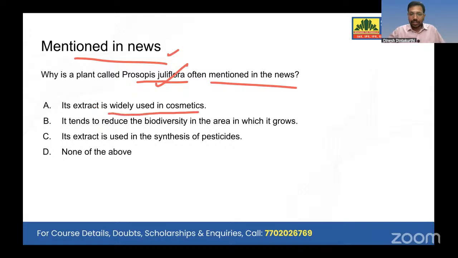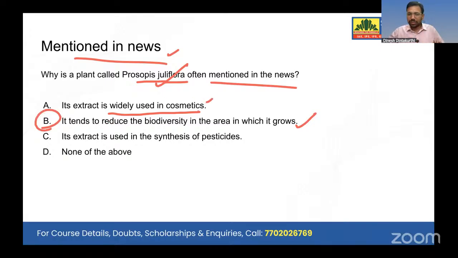Extract is widely used in cosmetics. Yes, this is correct, but it tends to reduce the biodiversity in the area where it grows. So this is the main reason. The whole biodiversity in the particular area will be reduced.